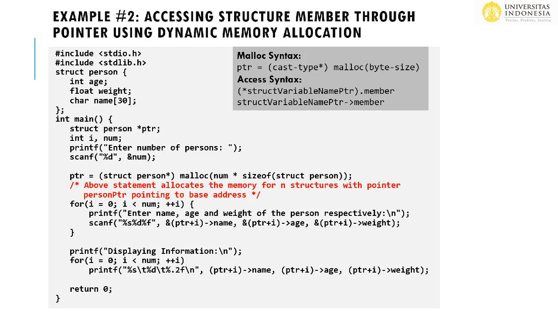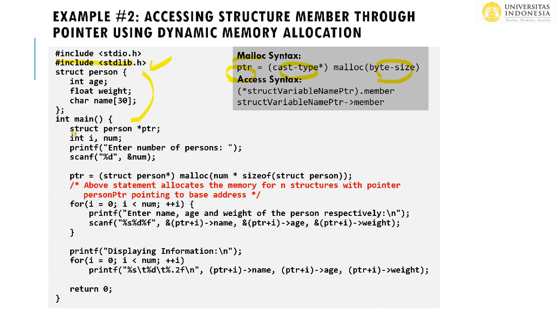So the program will start as in the previous one. You define the structure, and don't forget malloc. You still remember malloc, right? The malloc syntax is just to mention the pointer name and the cast type of the pointer, and then use the malloc instruction to reserve your memory allocation and the size. It belongs to stdlib.h, so don't forget to include it beforehand, so your program will run smoothly.